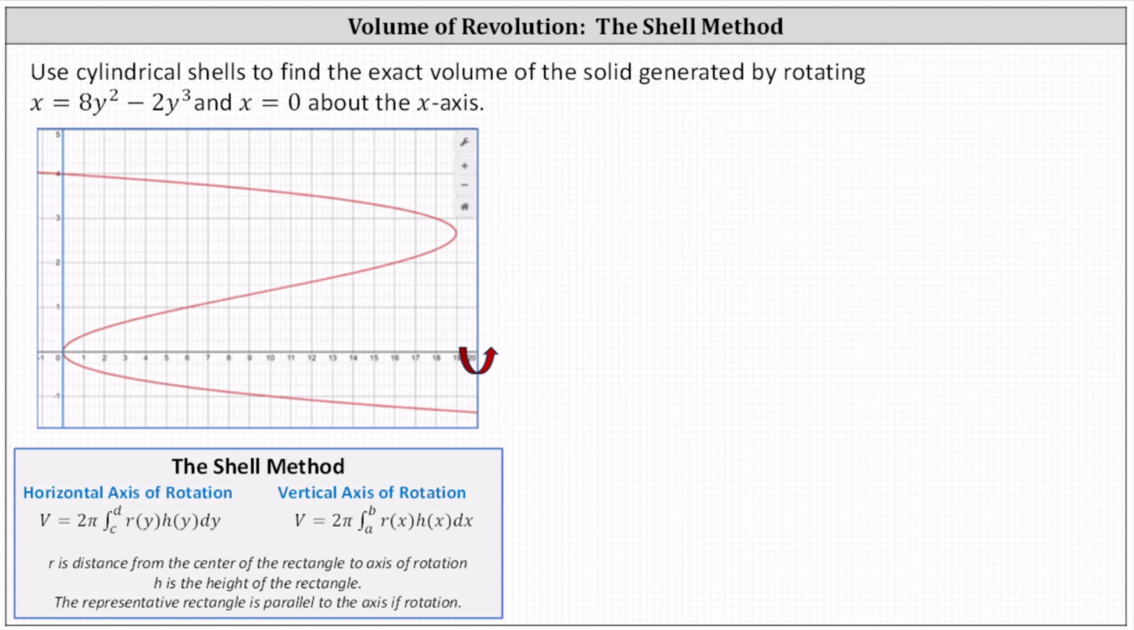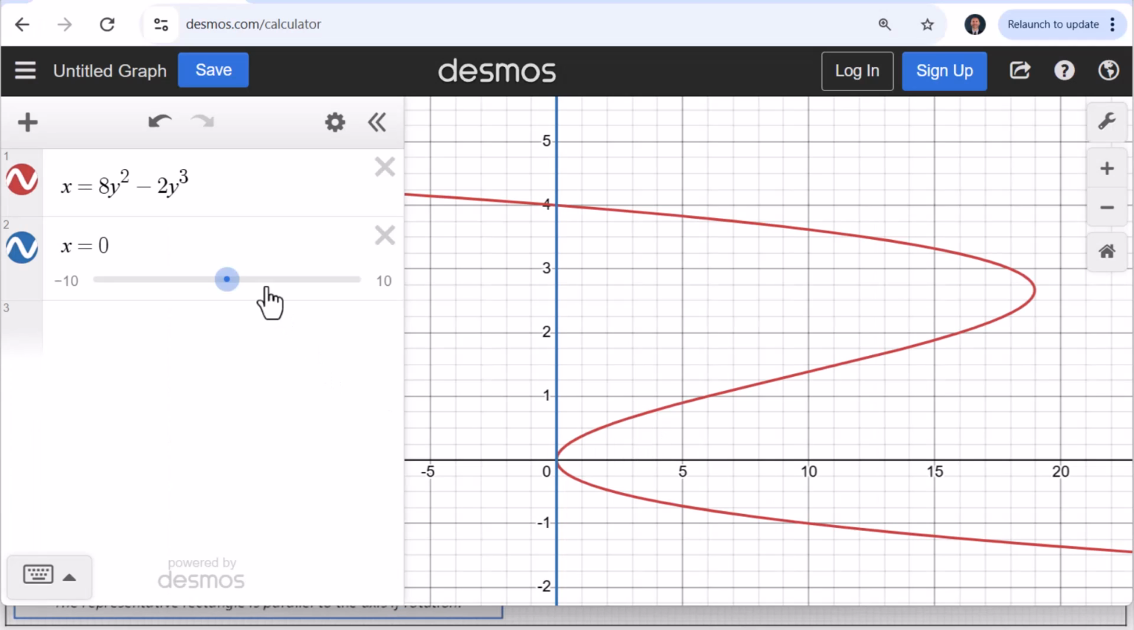Use cylindrical shells to find the exact volume of the solid generated by rotating x equals 8y squared minus 2y cubed and x equals 0 about the x-axis. I've already graphed the curves below. If you're wondering how to graph these because they're solved for x, not y, I would recommend Desmos. Using Desmos, you can simply type in the equations as given.